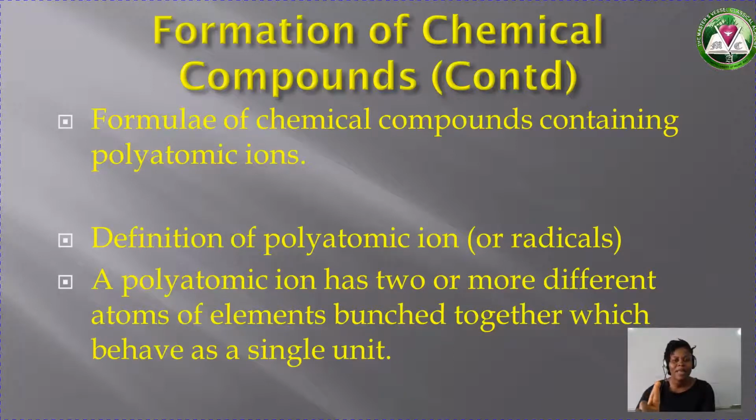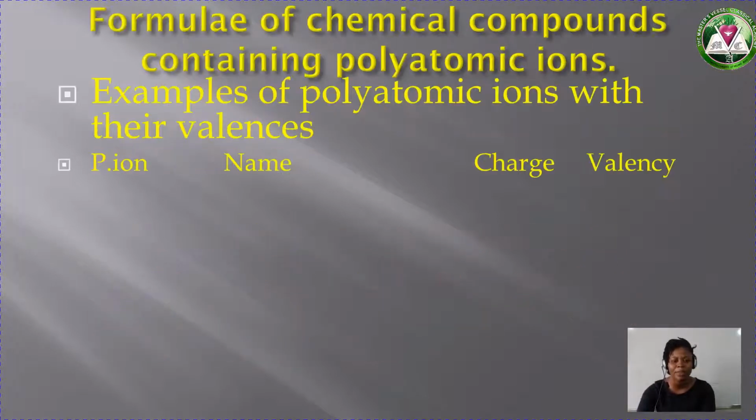You have something like hydroxide. Hydroxide is a polyatomic ion. Now, this hydroxide has one as its valence. It acts as one. You will not say that hydrogen is different, oxygen is different. No, they are the same. They behave as one. Okay, let me give you some examples of this polyatomic ion.